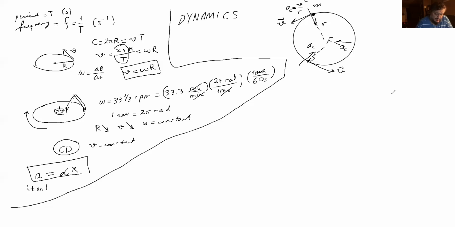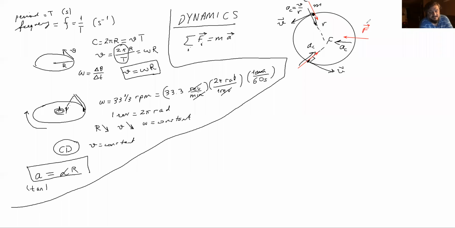So now that we know what a is, all we need to do dynamics is to go back to Newton's second law, which says the net force, or the vector sum of all forces acting on a body, is equal to its mass times its acceleration. All right? So if there's an acceleration which points to the center, that's because there's a force in that direction. There's a force in the same direction. Okay? This is F.